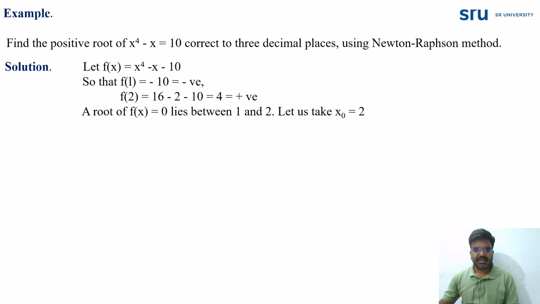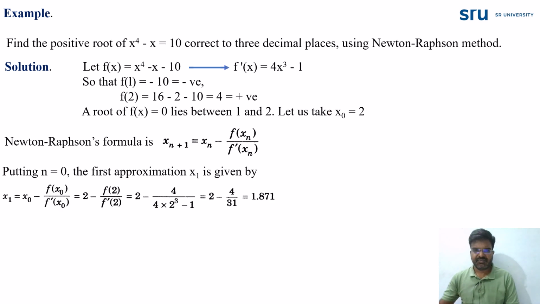See, I'm taking the initial value as 2. So the initial approximation of the root is 2 because the interval is 1 comma 2. From 1 to 2, you can choose any number as initial value. By using x naught, we have to find the next approximation, that is x1.